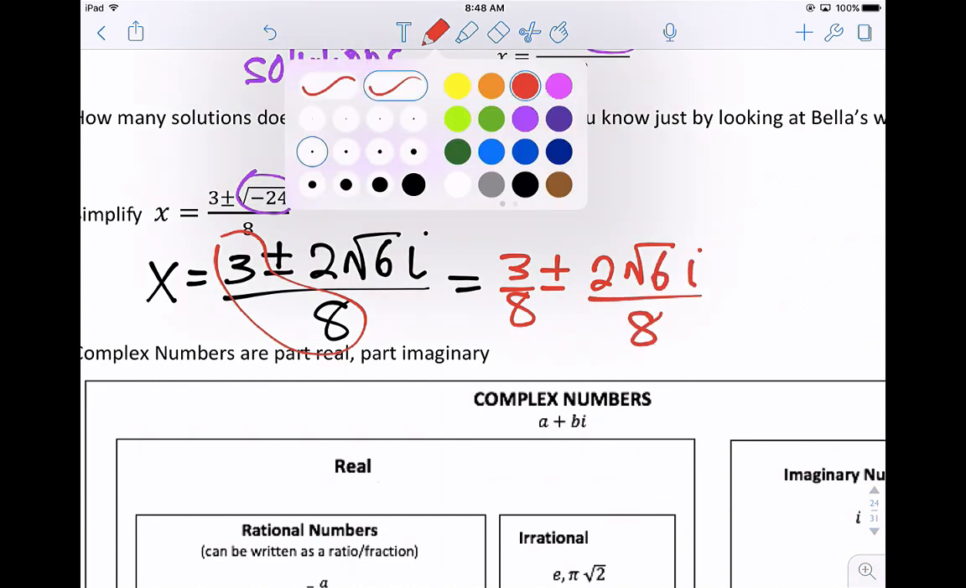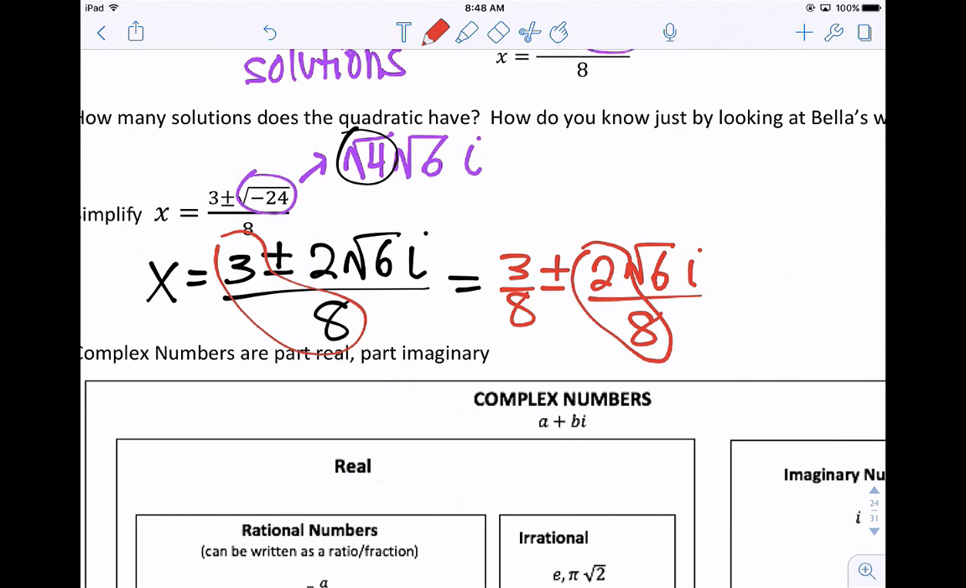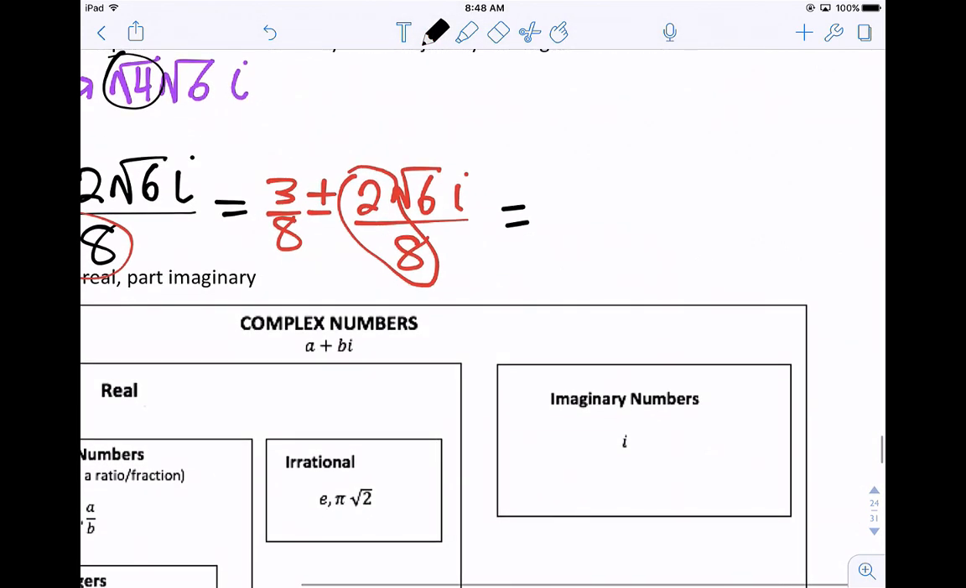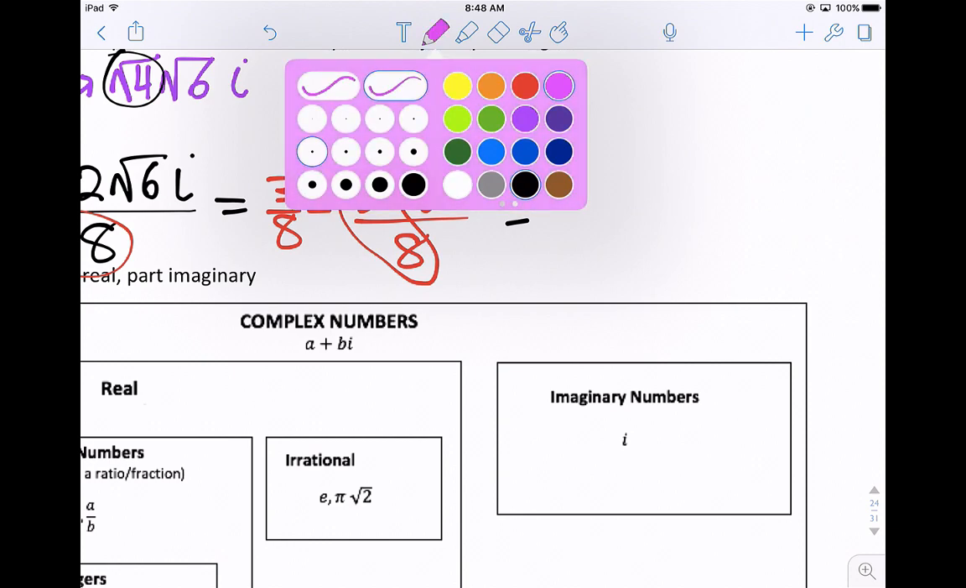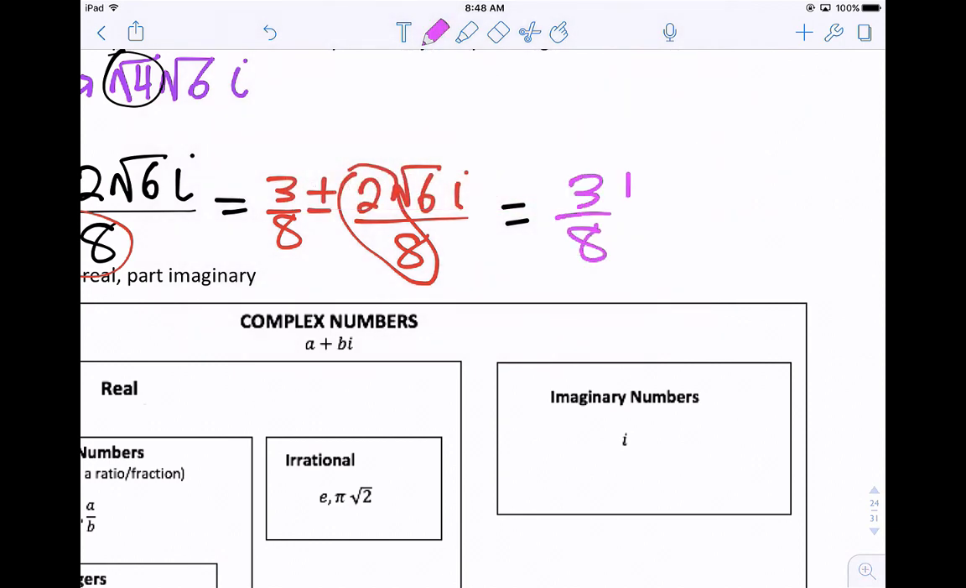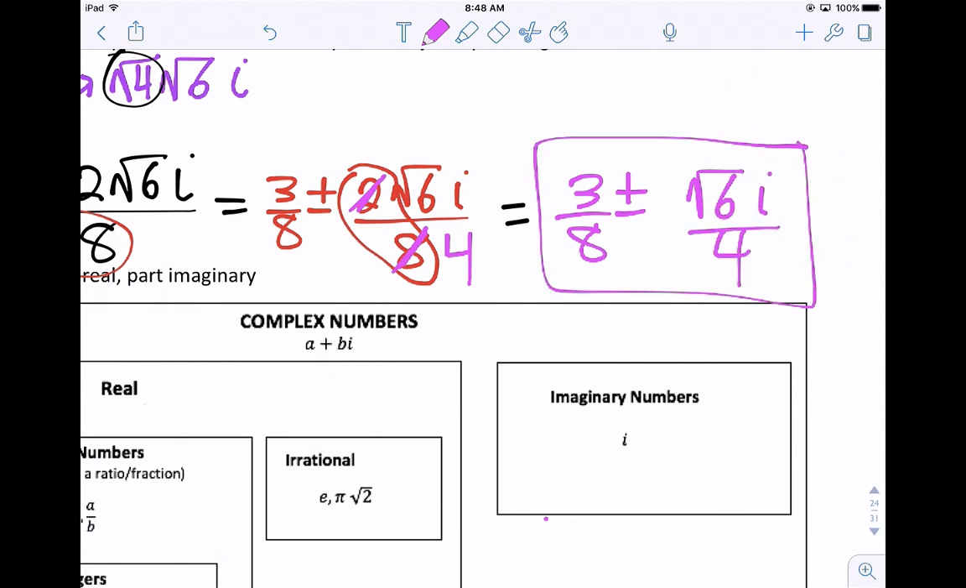We can reduce this fraction, this 2 over 8, by dividing each by 2. And when we get that, our final answer, we'll leave the 3/8, and we'll have plus or minus, 2 divided by 2 is 1, 8 divided by 2 is 4, so we have the square root of 6 i over 4. And there's our answer. So those are the two imaginary solutions.